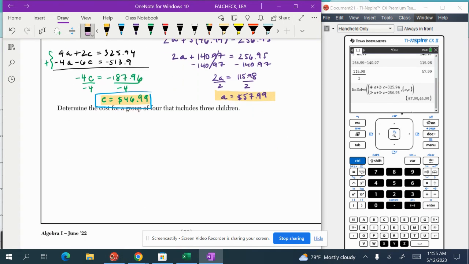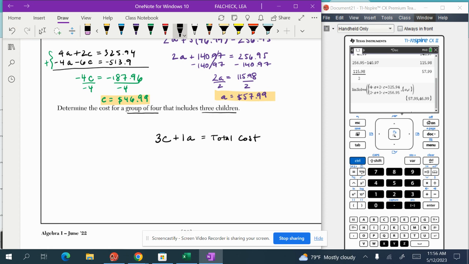Let's go to the last part. So it says determine the cost for a group of 4 that includes 3 children. So the cost for a group of 4 with 3 children. So there's 3 children. And then if it's a group of 4, there has to be 1 adult. And that's going to be the total cost.